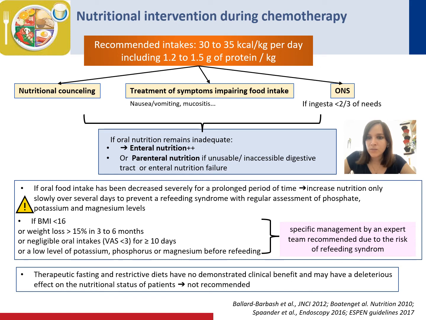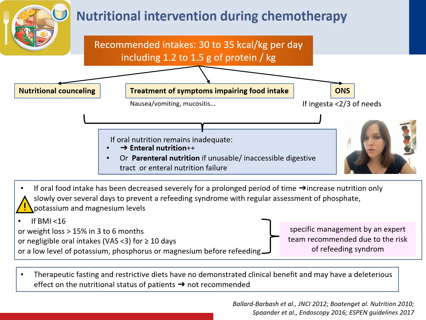So what are the possibilities for nutritional intervention? The recommended intakes in oncology are 30 to 35 kilocalories per kilogram per day, including 1.2 to 1.5 gram of protein per kilogram. Nutritional counseling and treatments of symptoms impairing food intakes as nausea, vomiting, mucositis, etc. are systematic in the patient's management. And if ingesta are under 70%, we have to prescribe oral nutritional supplements. If oral nutrition remains inadequate, we have to introduce artificial nutrition with enteral nutrition as much as possible.